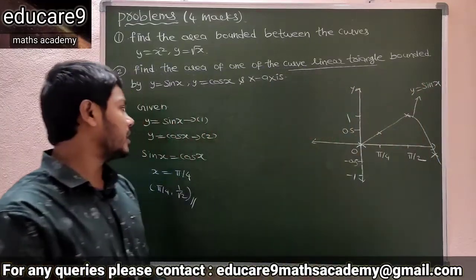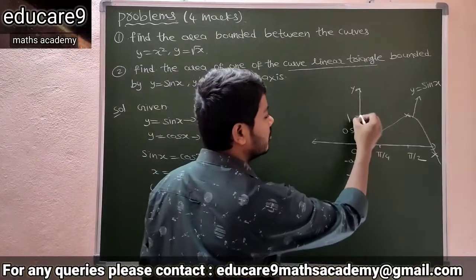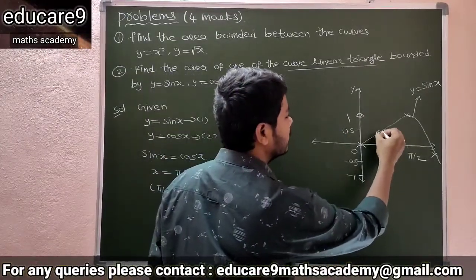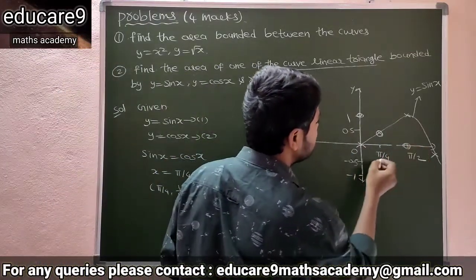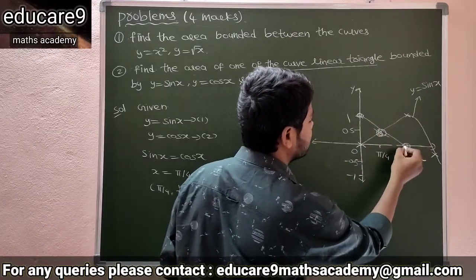Next you have to draw the graph of y is equal to cos x. So what is the cos 0 value? 1. And the cos pi by 4 value? 1 by root 2. And the cos 90 value? That is 0. So this is the graph of cos x.